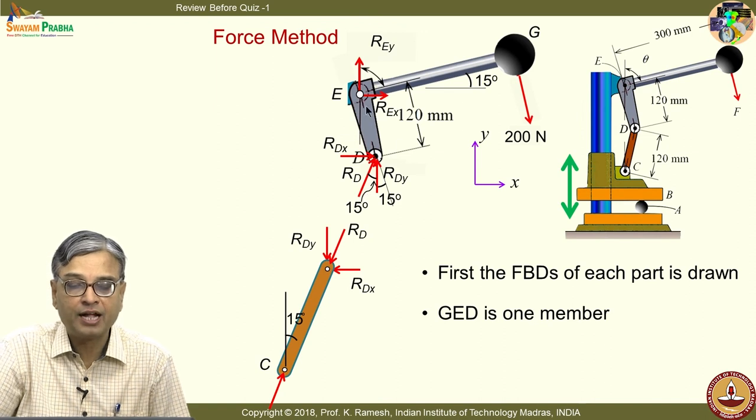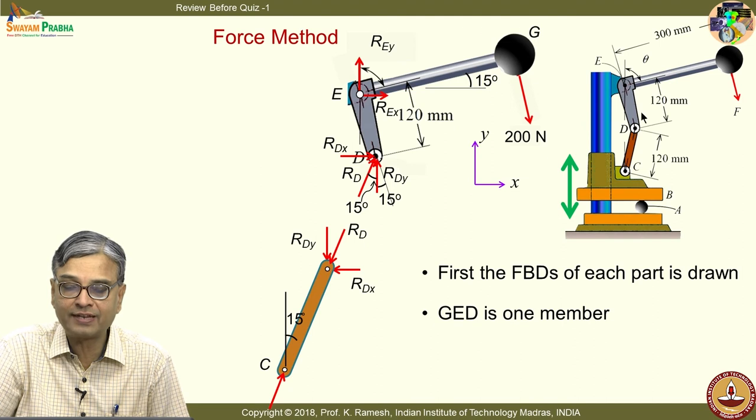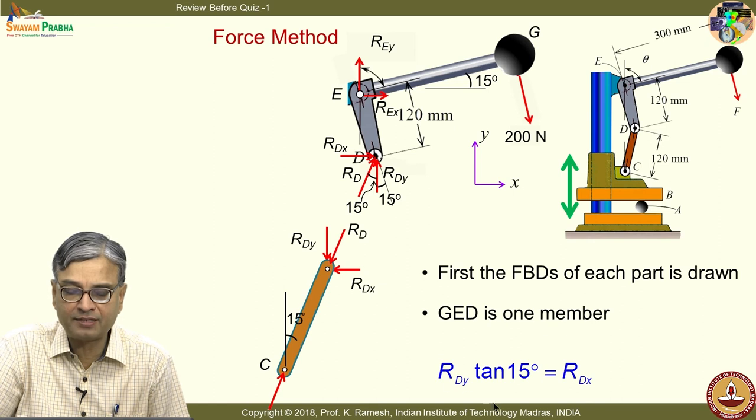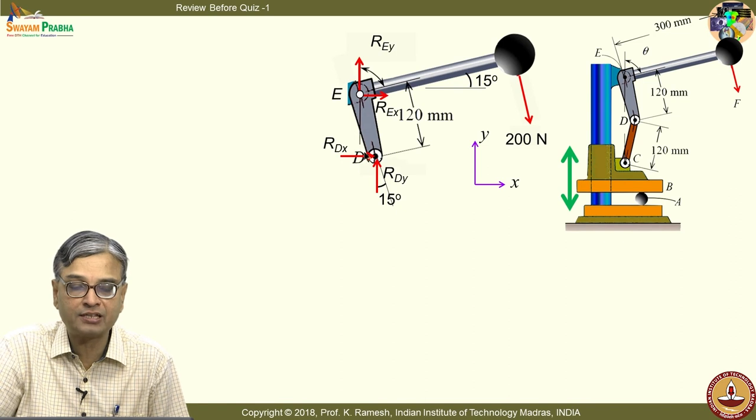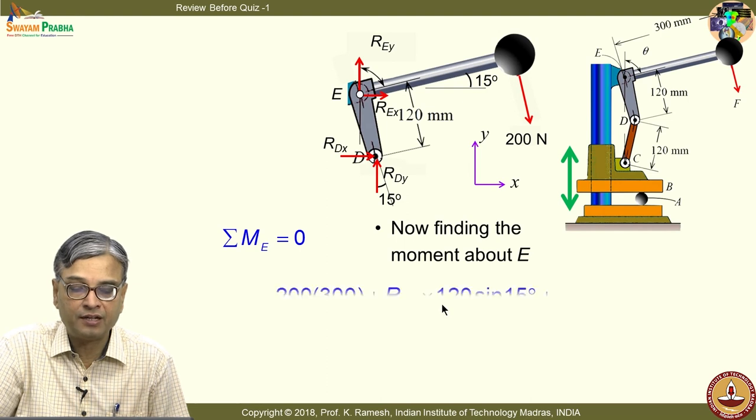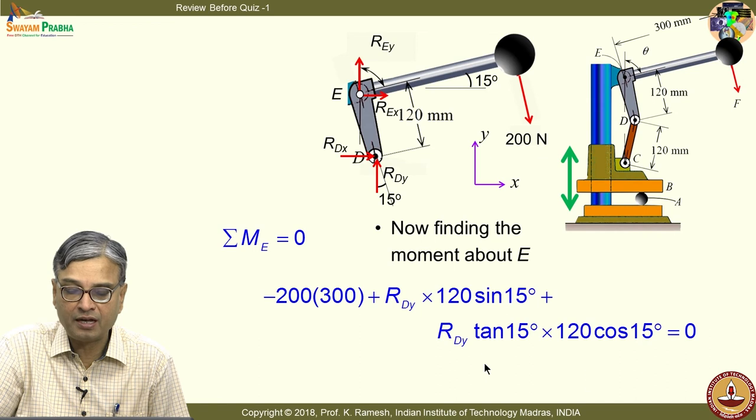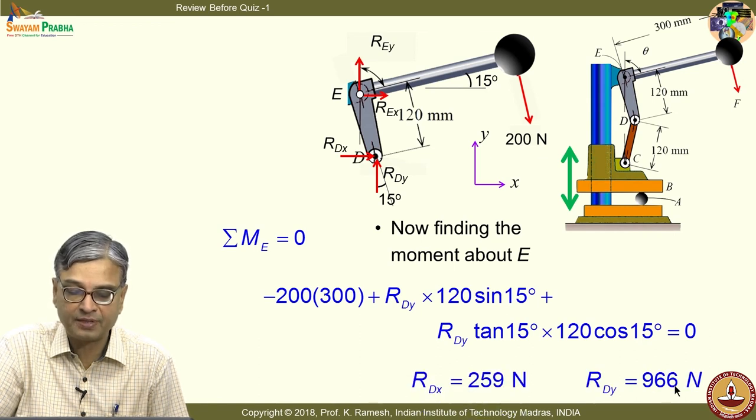For me, my interest is to find out what is the reaction here. So, if you look here, I need to find the vertical component of D, and the force at D would be identical to this. These are all simple mathematical simplifications. I have RDY as tan 15 RDX from the given problem geometry. Then I go to the next step, I put only essential things here, take moment about E, and I get the value like this. This gives me RDY equal to 966 newtons, and I get RDX as 259 newtons.